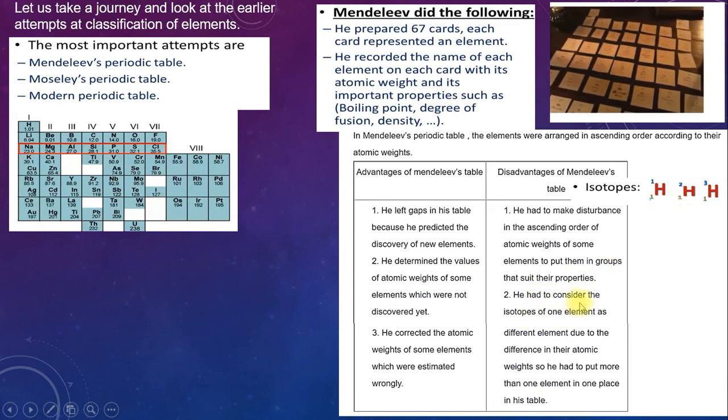So he had to consider the isotopes of one element as different elements due to the difference in their atomic weights, or the arrangement according to the atomic weight. So he had to put more than one element in one place in his table.